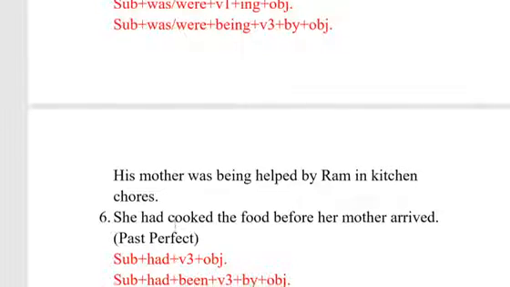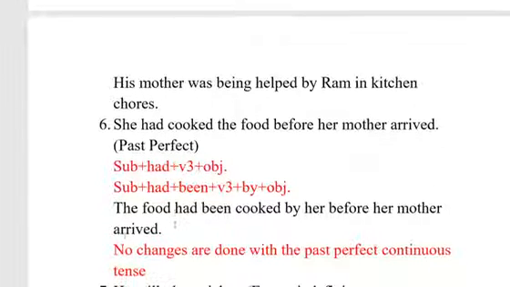Now we'll move further with the next sentence, and that is past perfect. Subject had, third form of verb, and then object. This is the structure of the past perfect tense. But the sentence goes like this: she had cooked the food before her mother arrived. Here this portion is to be added with this tense, because otherwise there is not found any difference between the present simple one, sorry, past simple one and past perfect one.